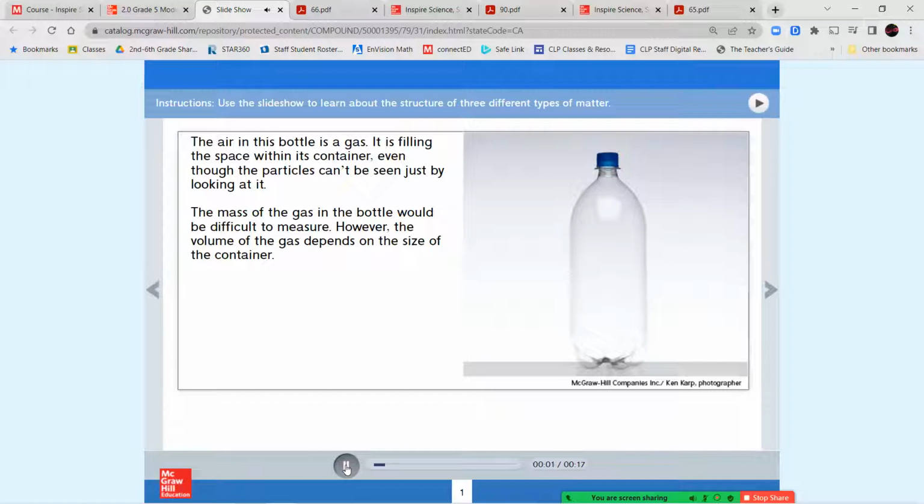The air in this bottle is a gas. It is filling the space within its container even though the particles can't be seen just by looking at it. The mass of the gas in the bottle would be difficult to measure. However, the volume of the gas depends on the size of the container.